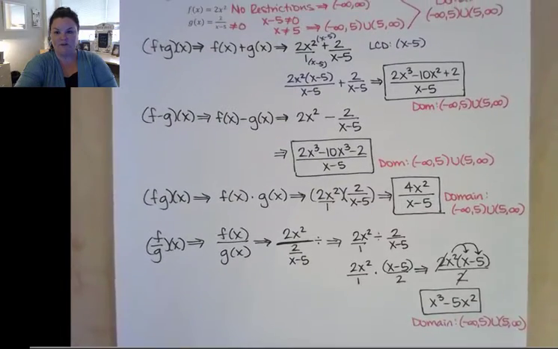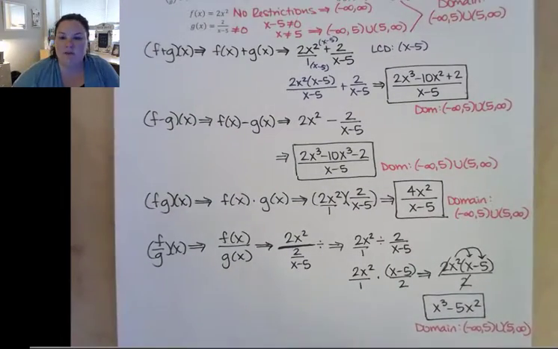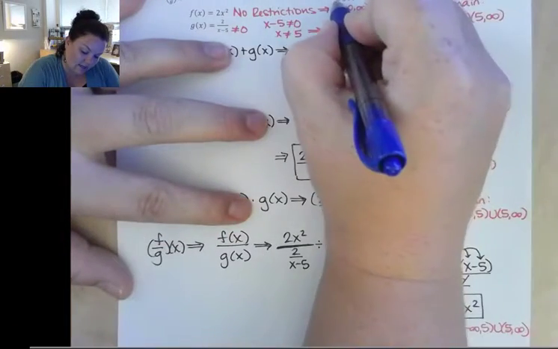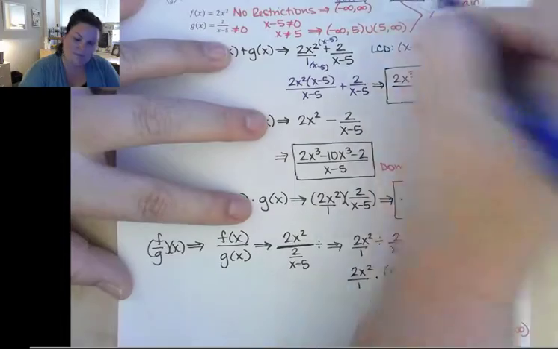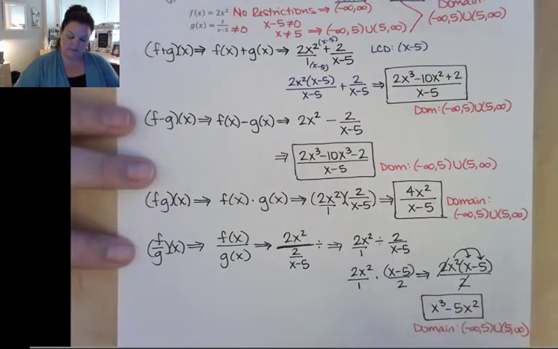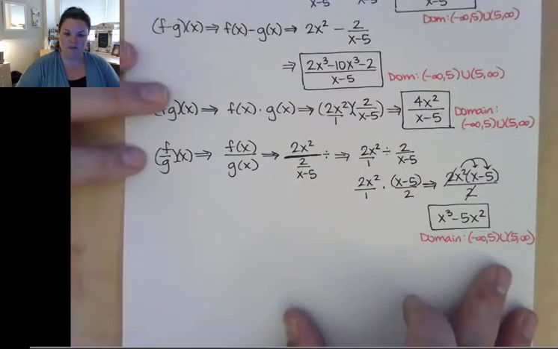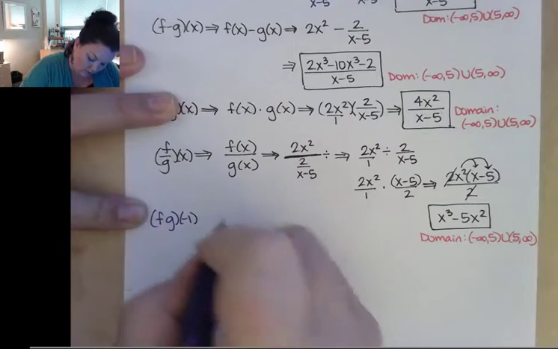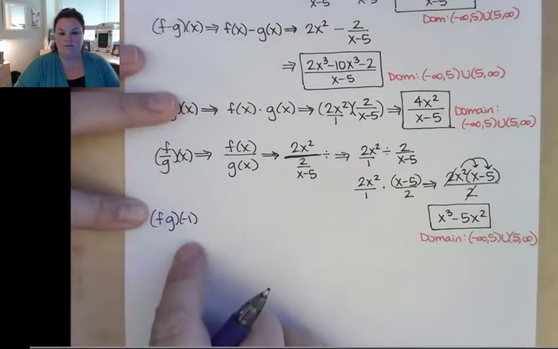and the domains for each of them, now we want to see what they wanted us to evaluate. They want us to evaluate f times g of -1 and f minus g of 0. So I'm going to go ahead and just write those down here at the bottom. So they want us to find f times g evaluated at -1. So let's do this one first.